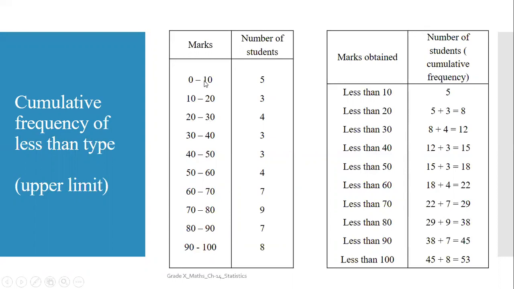Same way for less than 30, we have to add everything. So 8 plus 4, 8 is up to 20. Now plus 4, so we will get up to 30, less than 30. Same way for 40, we'll add up to 40. We will get 15, less than 50, 18, less than 60, 22, less than 70, 29, less than 80, 38, less than 90, 45, and less than 100 would be 53. So that would give you the total frequency.